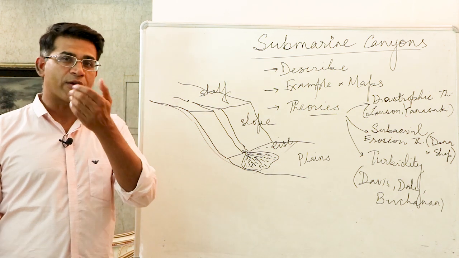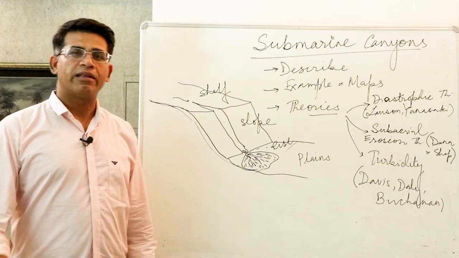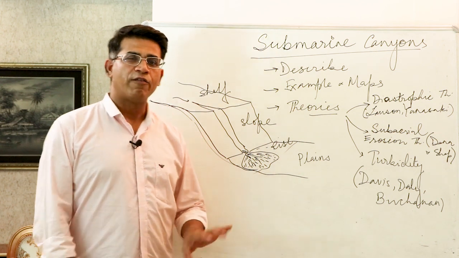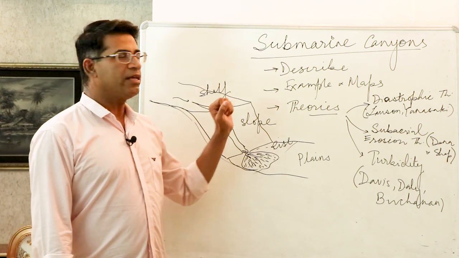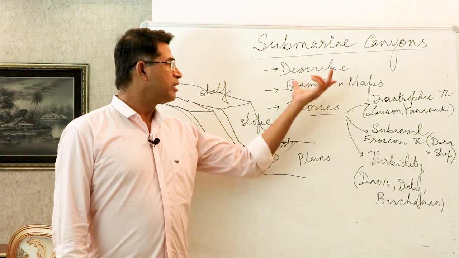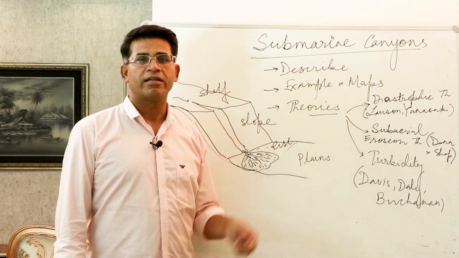I think I can handle more, and the margins like the back arc basins, maybe I'll take up in a video sometime later. For now, I'm focusing on submarine canyons. So typically your answer must have these 3 or 4 sections. Describe what submarine canyons are.